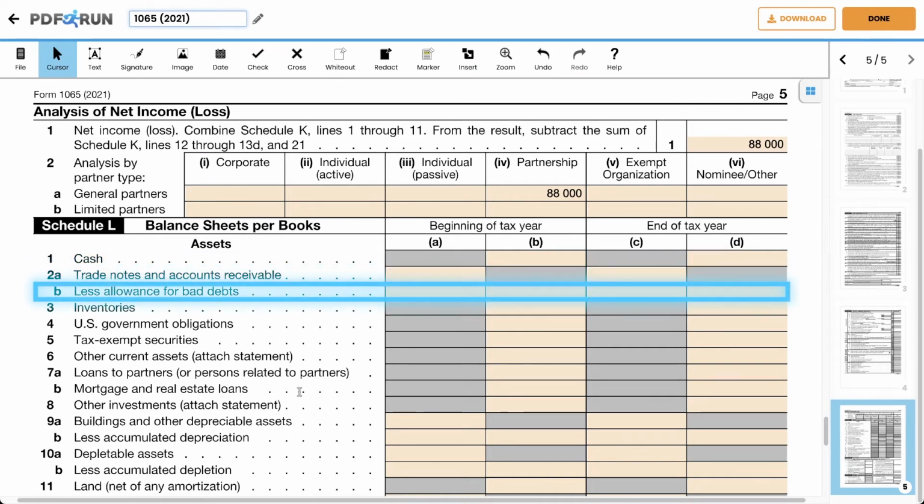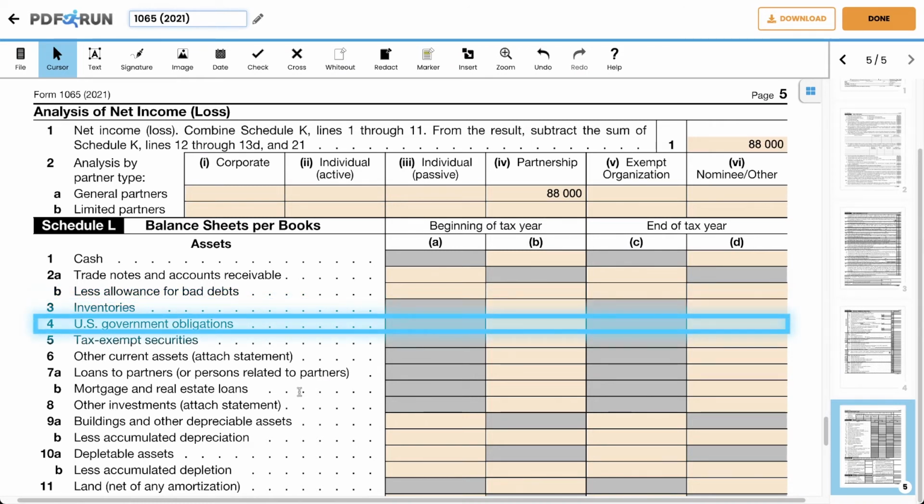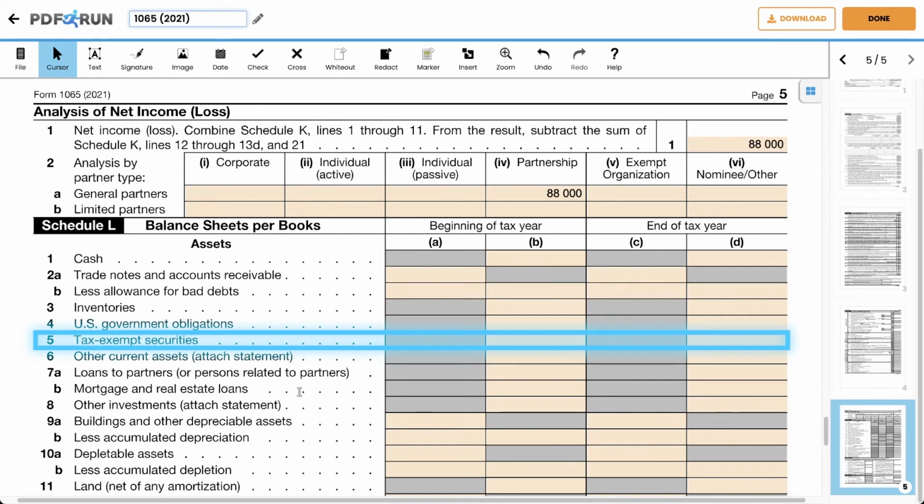Line 2B. Less allowance for bad debts. Enter the balances of the amount of allowance reduced to account for bad debts. Line 3. Inventories. Enter the balances of inventories. Line 4. U.S. government obligations. Enter the balances of any U.S. government obligations. Line 5. Tax-exempt securities. Enter the balances of tax-exempt securities.